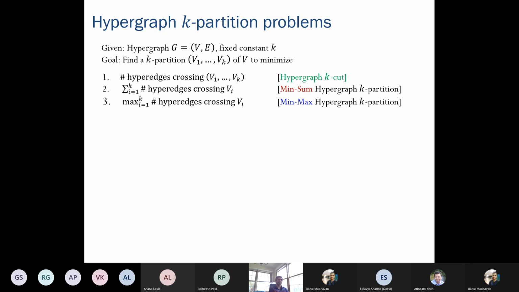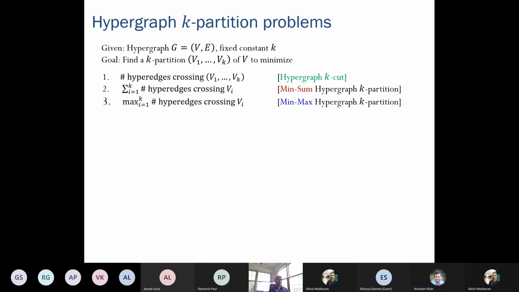So you want to minimize, okay. Yeah, the goal is to minimize any of these three measures, and each one leads to a natural optimization problem, and the problems are hypergraph KCut, min-sum hypergraph K partition, and min-max hypergraph K partition. Okay, thank you. So what is the difference between 1 and 2? Is it a factor, like 2 difference, or this objective?